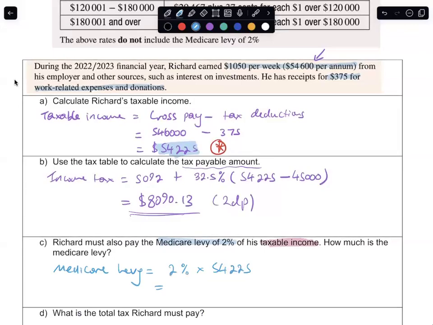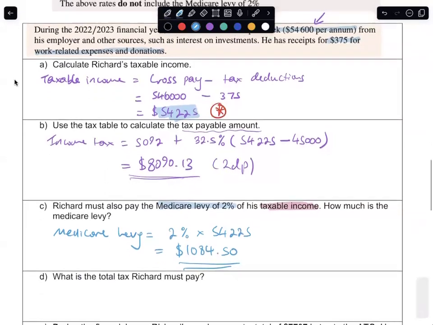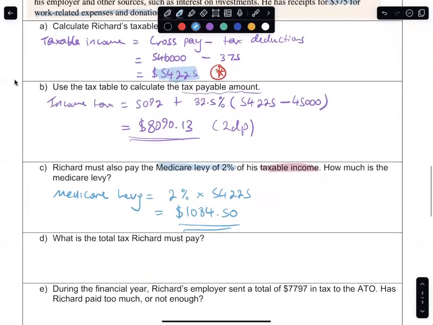Again, we can make the percentage a decimal or a fraction if we'd like. And we'll notice that we end up with $1,084.50 after we're all said and done. Okay, so the Medicare levy is often easy for us to calculate marks with. Okay, the next part is that it asks you what is the total tax.